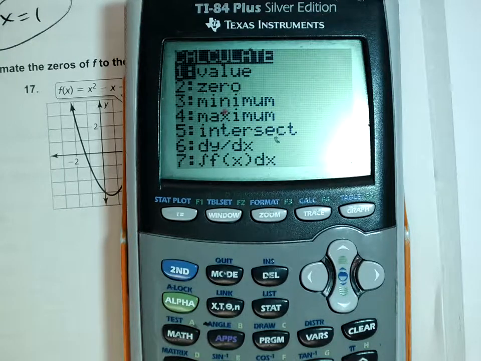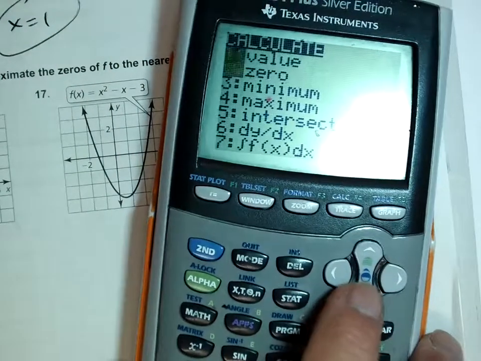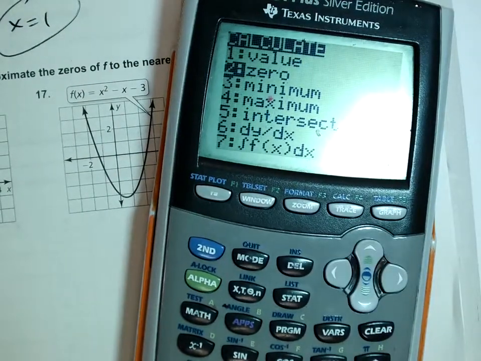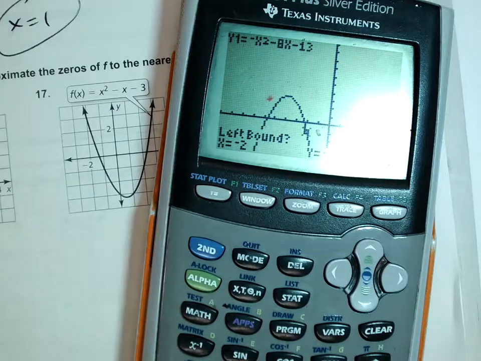So in our calculator we have a choice. Zero, minimum, maximum, intercept, calculus. Don't worry about calculus. So we want the zeros, don't we? Yes. Now how many zeros are there? Two. So let's find one at a time. So first, let's go ahead and have the calculator find the zeros. So I go and scroll down to my 0, okay? Now, since there are two zeros, the calculator is going to say, show me where to look.